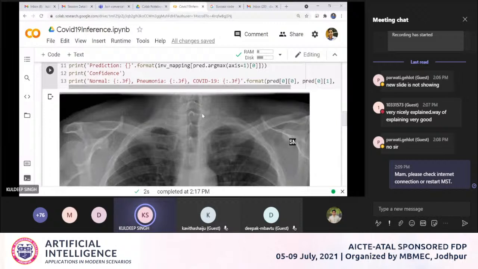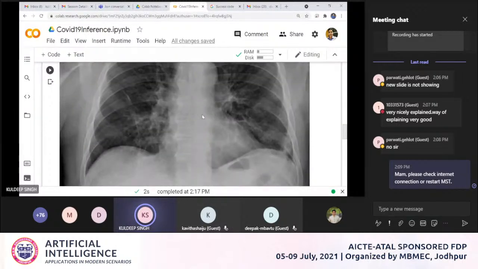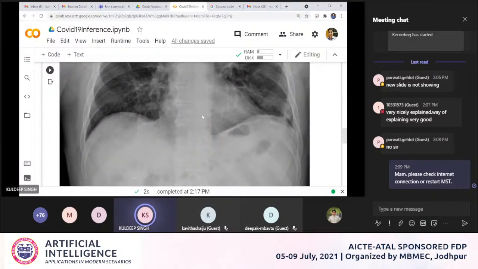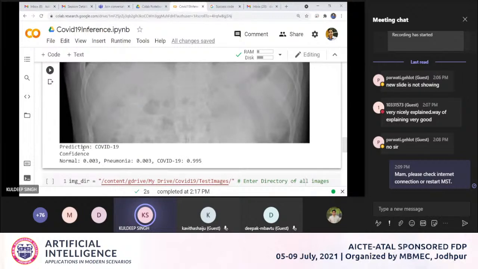Let's see the example. So this is the particular chest X-ray image, and the prediction is basically that it belongs to COVID-19. You can see the confidence score. The highest score is for COVID-19. That way it is being classified as a COVID-19 chest X-ray.